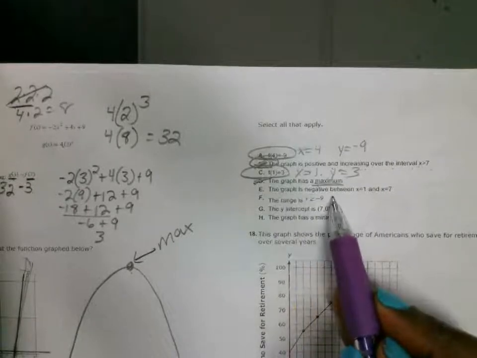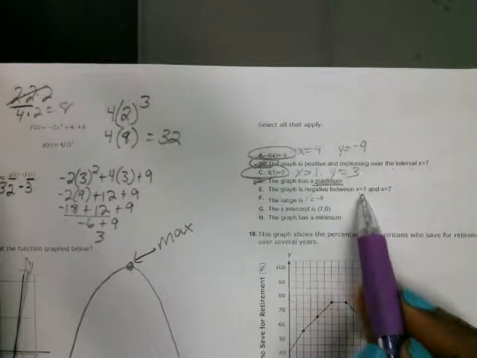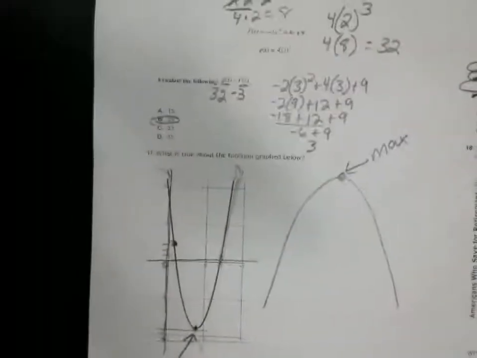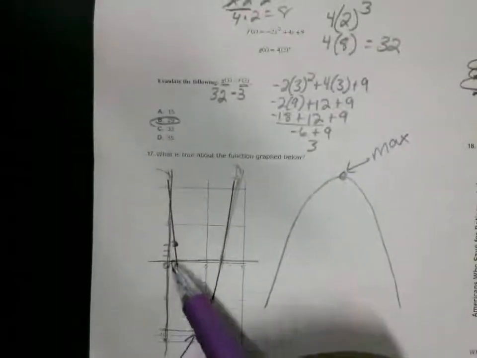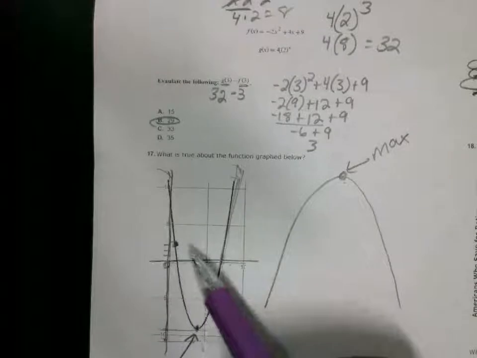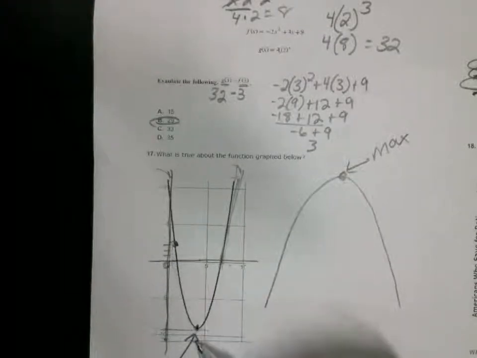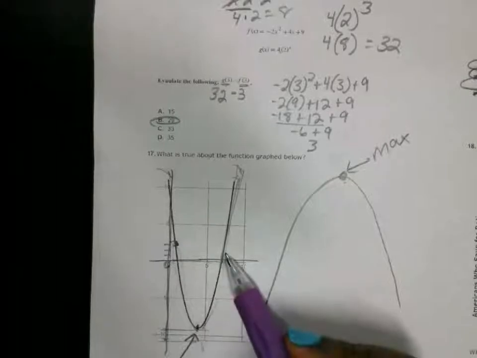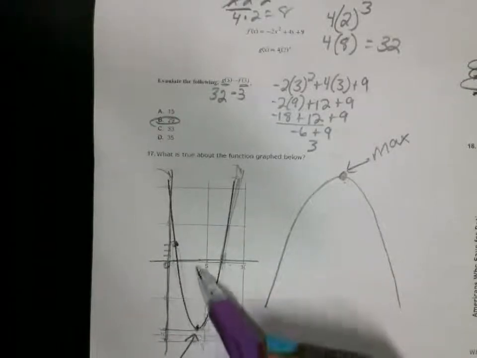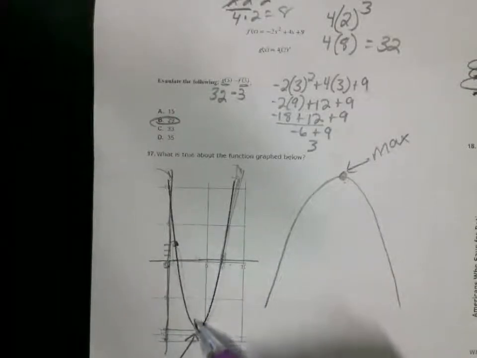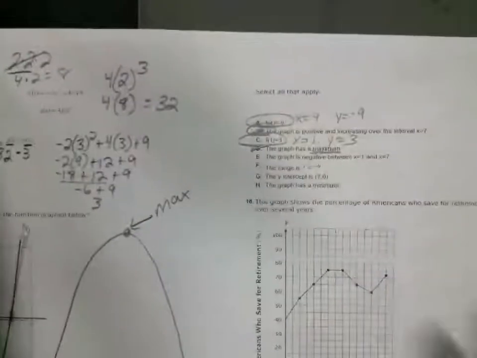The graph is negative between where x is 1 and x is 7. So let's find where x is 1. X is 1 is in here. And then x is 7 is right in here. So it's negative here, but then it goes back up. So no, it starts to go back up at 4, somewhere in here. So this is not true.